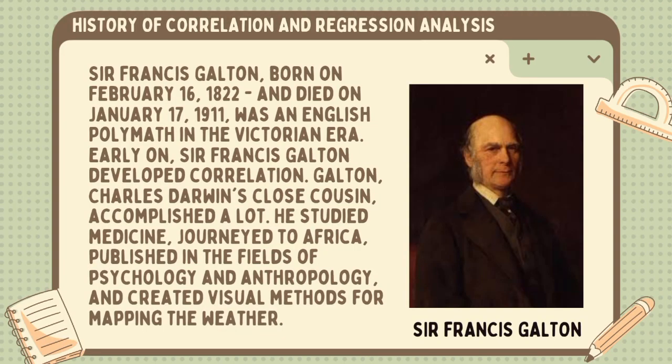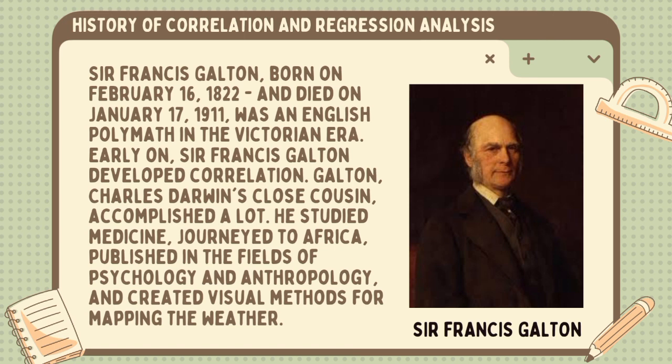Let us discuss the history of correlation and regression analysis. Some may not know him, but he is Sir Francis Galton, born on February 16, 1822, and died on January 17, 1911. He was an English polymath in the Victorian era. Early on, Sir Francis Galton developed correlation. Galton, Charles Darwin's close cousin, accomplished a lot. He studied medicine, journeyed to Africa, published in the fields of psychology and anthropology, and created visual methods for mapping the weather.